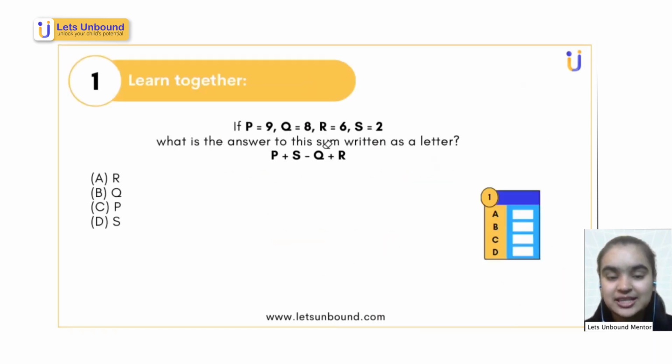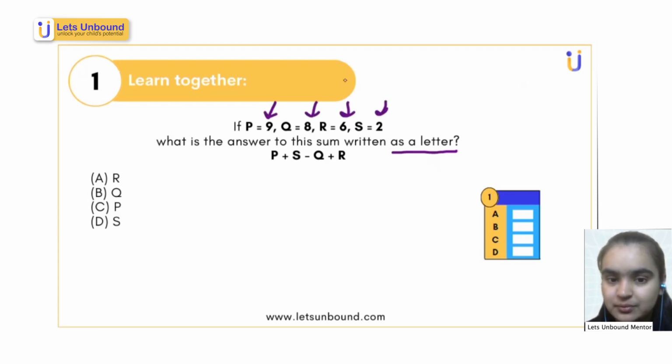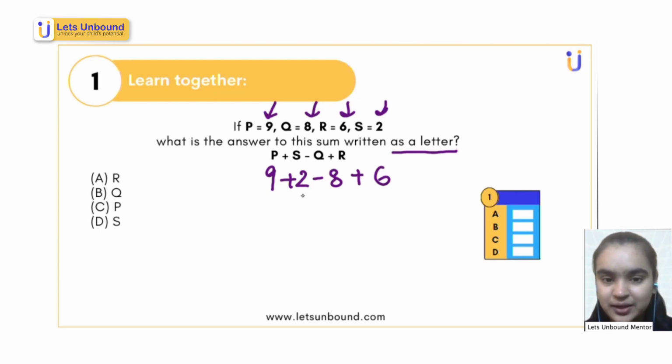Now, the question says if P is 9, Q is 8, R is 6, and S is 2, what is the answer to the sum written as a letter? Now, again, we are going to replace all the letters with the numbers provided above. So P is 9, S is 2, Q is 8, and R is 6. Now what we are going to do here is start from left to right and we will solve step by step.